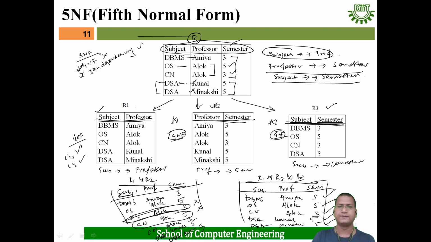That means we can say among R1, R2 and R3, joint dependency is present. That means all the tables are in 4NF and joint dependency is present. That means we can say all these R1, R2 and R3 are in 5NF, fifth normal form. This is all about your 5NF.